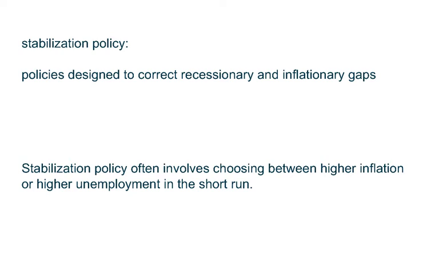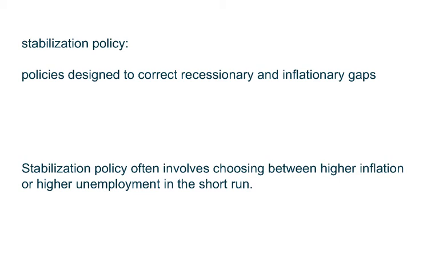So we talked about that the economy can be in one of three places at any given point in time. You can either be in a recessionary gap, where the economy is sluggish, high unemployment, or in an inflationary gap, or a positive output gap where there's high inflation, low unemployment. And that's the rub, because when we're trying to fix these gaps using stabilization policy, and we'll talk more about specific tools the government can use to stabilize the business cycle later on, the problem is it often involves choosing between either higher inflation or higher unemployment in the short run.